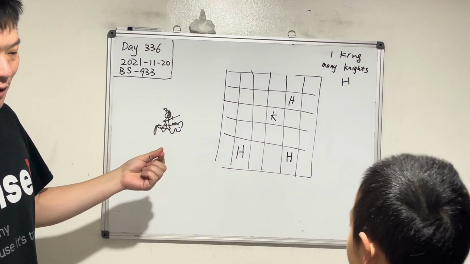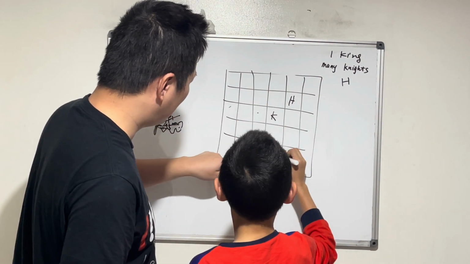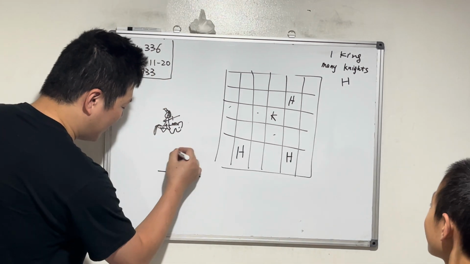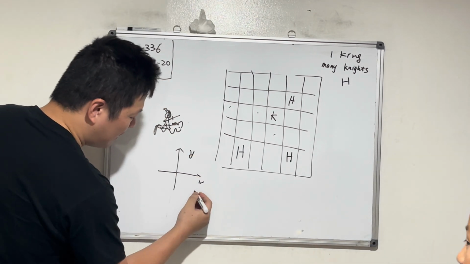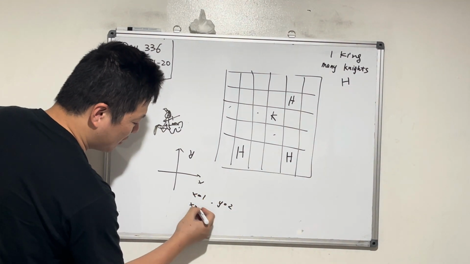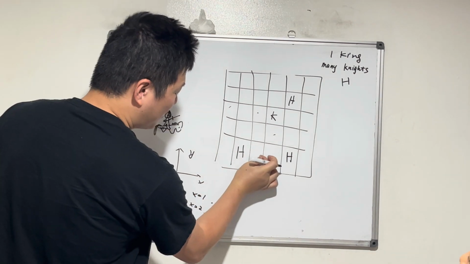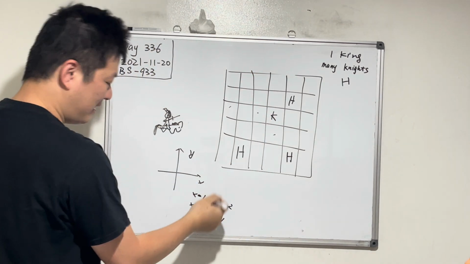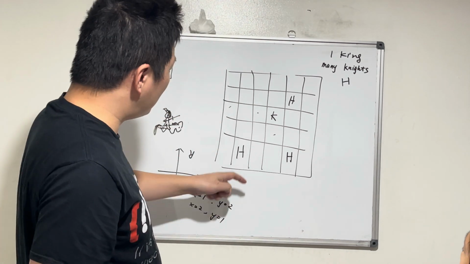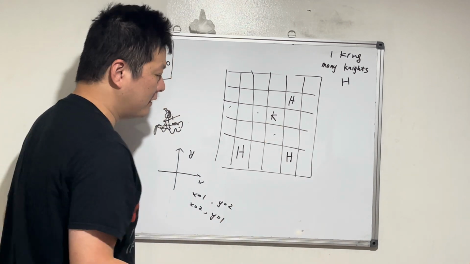In Chinese chess, how do we move the horse? Where can this jump? Basically, if this is x, this is y, the offset of x could be 1 and y could be 2, or x equals 2 and y could be 1. So it could be one step to the right and 2 steps to the north. So there are 3.